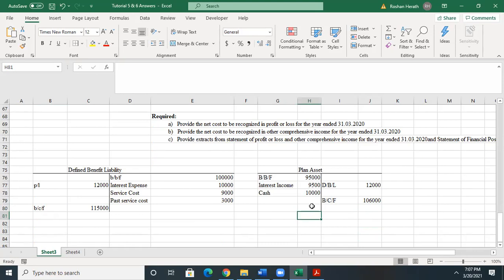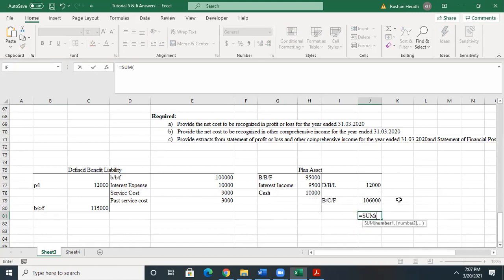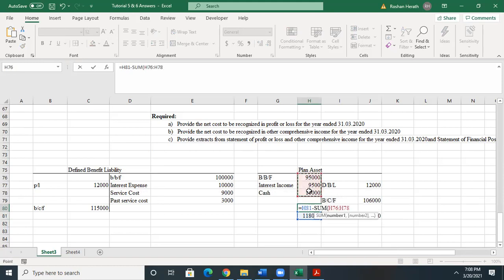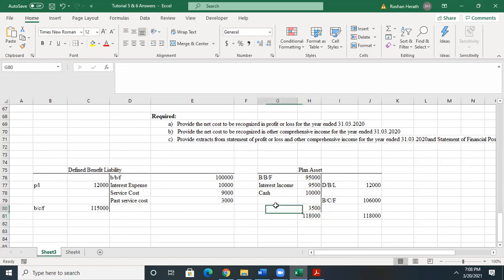Which side is the greatest? I think it's the credit side that could be the greatest, 118,000. And here we have it. Okay, take them. It's 3,500. This is a remeasurement gain, and the remeasurement gain should go to the OCI.